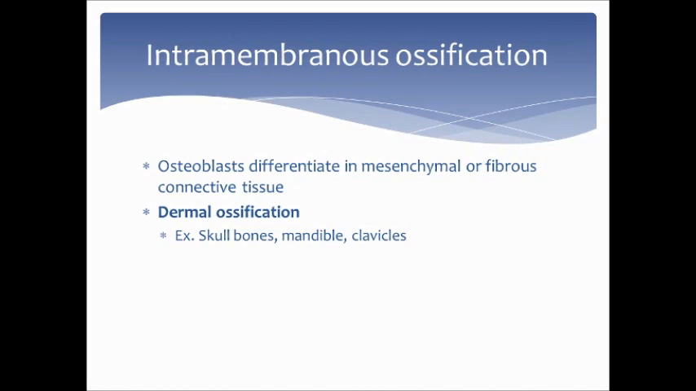Intramembranous ossification is our second type of ossification. This happens in the embryo. So osteoblasts will differentiate in mesenchymal or fibrous connective tissue. This is also known as dermal ossification because these bones are also known as dermal bones. This happens deep in the dermis. So your skin and everything is already formed when these bones start becoming bones rather than cartilage. So the skull bones, mandible, and clavicles are all considered dermal bones that will undergo intramembranous ossification to become bone tissue.